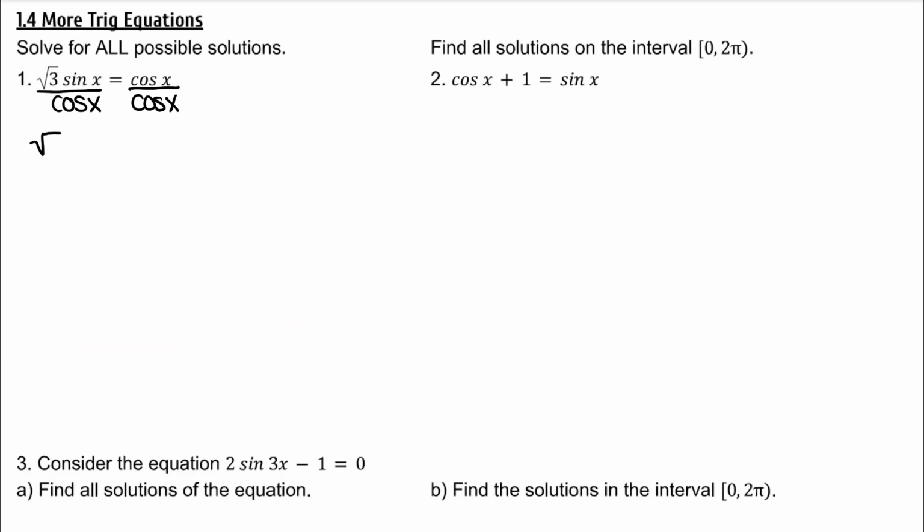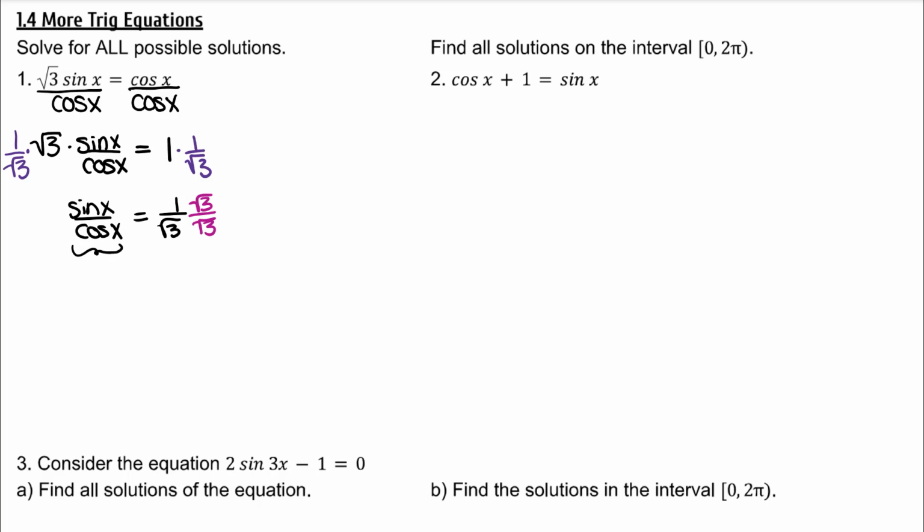But when we divide both sides by cosine x, we are not reducing cosine x on both sides. We are simply using inverse operations to allow us to use the quotient identity. See how cosine x over cosine x didn't get reduced to be 1 on both sides, only on one side. I divided both sides by root 3, rationalized the fraction 1 over root 3, and changed sine x over cosine x into tan x.